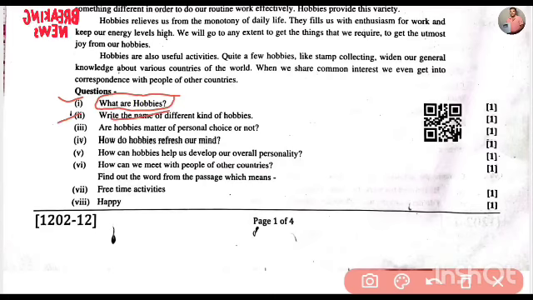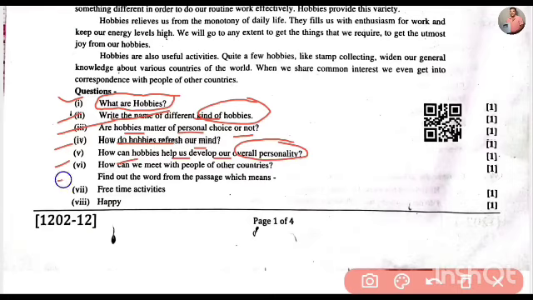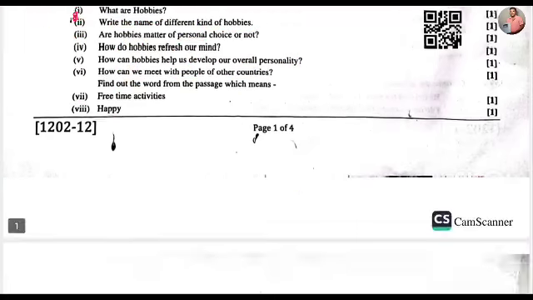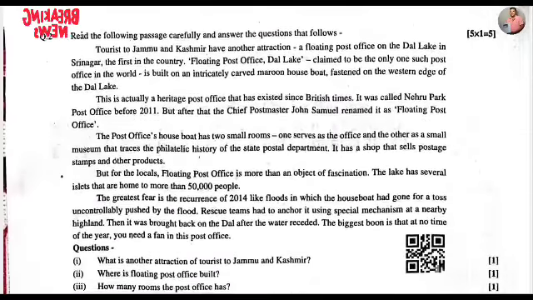The second question is, write the name of different kinds of hobbies. And the third is, are hobbies a matter of personal choice or not? And the fourth is, how do hobbies refresh our mind? And the fifth question is, how can hobbies help us develop our personality? And the sixth question is, how can we meet people from other countries? And find out the word from the passage that means. And the seventh question is, your free time activities in it and a happy life. So these are the complete questions. You have to answer these. These are very easy questions.